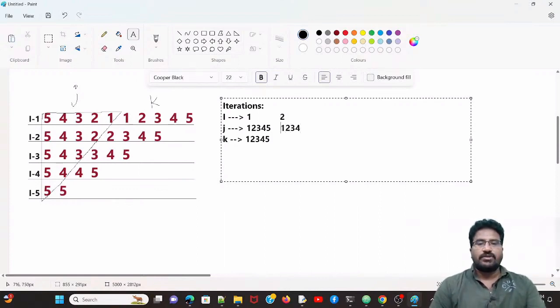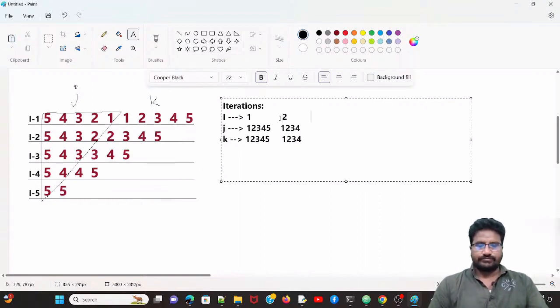First iteration, 5 displays. Second iteration, 4 displays. Third iteration, 3 displays. Fourth iteration, 2 displays, like that. And k also, how many times? 4 times only. When k is the first iteration, 2 displays. In the second iteration, 3 displays, right? Like that. I'm writing the iterations, not the output.